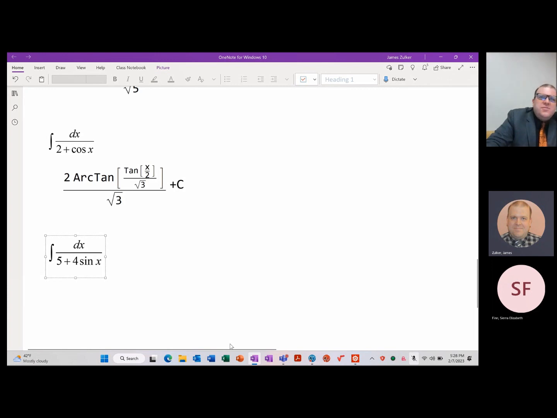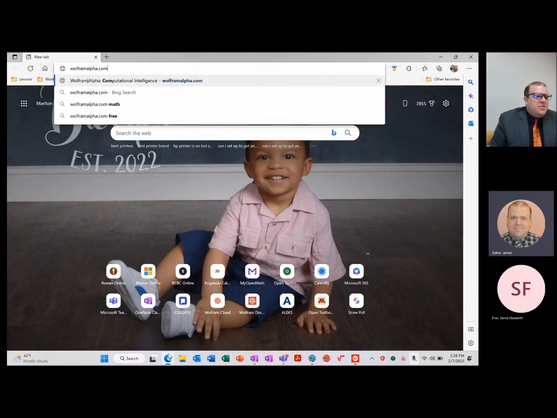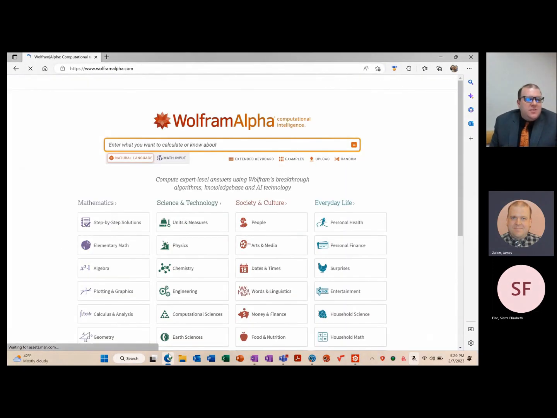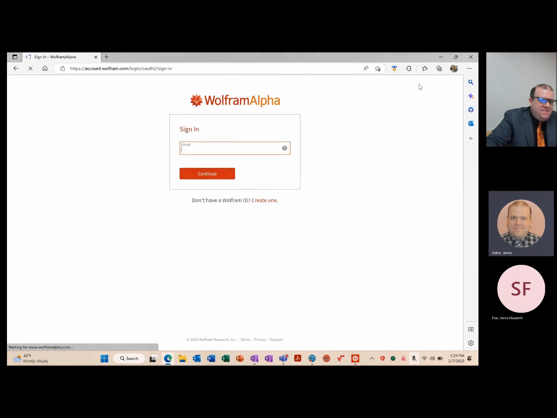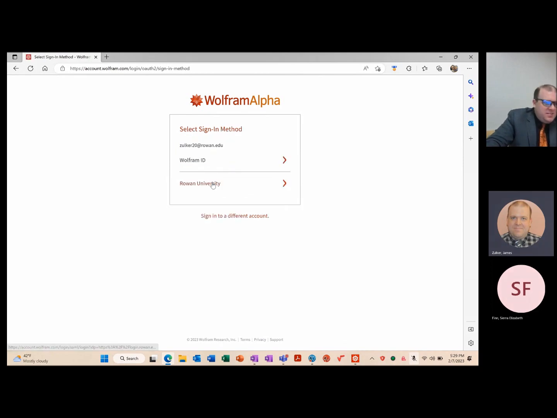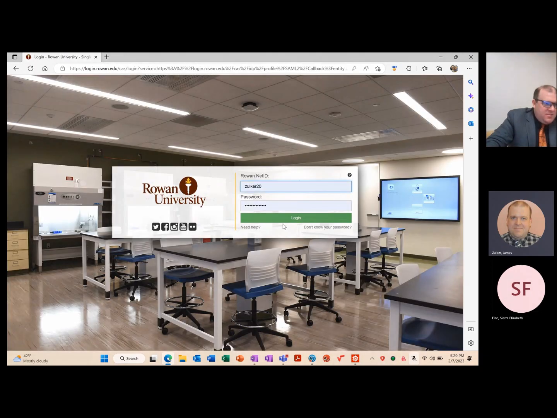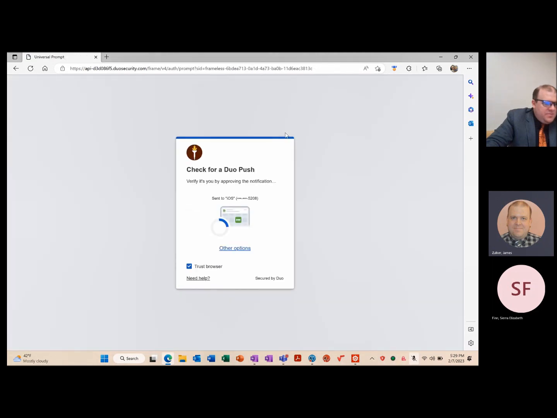Let's do something a little bit different. Go to wolframalpha.com. I'm actually gonna go ahead and sign in. No, of course you're gonna send me a prompt.